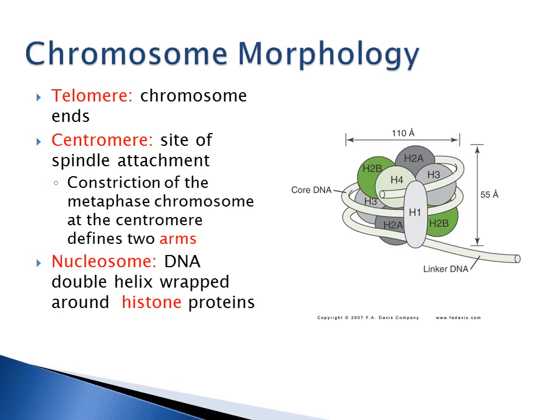And remember your chromosome morphology, where you have your telomeres, which are your chromosomal ends. You have your centromere, which is in the middle of the chromosome. It's the site of spindle attachment. You get constriction of the metaphase chromosome at that center portion, and that's where you define your two chromosomal arms, the P and the Q. You also have your nucleosome, where your DNA double helix is wrapped tightly around your histone proteins.